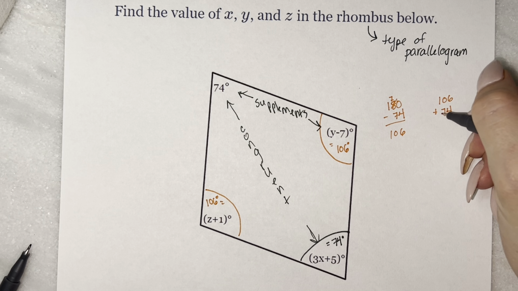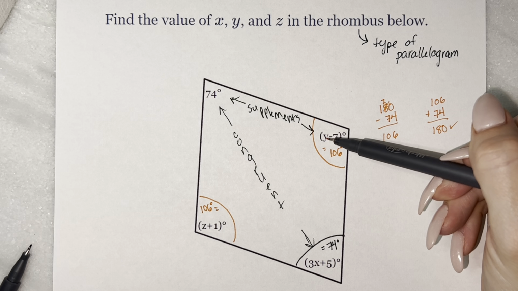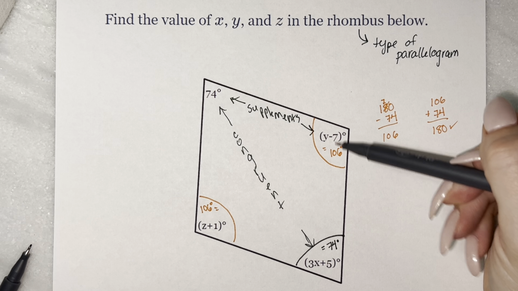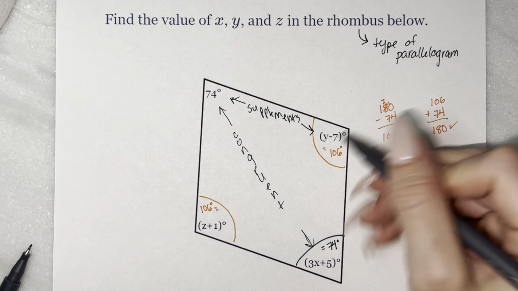And now, because the question asks for the variables, so you're thinking, what number could you plug in for y, where y minus 7 would give you 106? Well, what number minus 7 would be 106? Hopefully, if you think about it, it would have to be 113. But if you're not sure about that, you can make an equation.